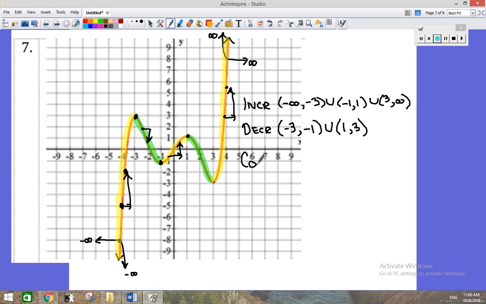For constant, it's never constant. So we can say never, we can say nowhere, or we can use the empty set, which is just a 0 and a slash through it. Alright, now let's determine if the function is even, odd, or neither. So let me erase this work.